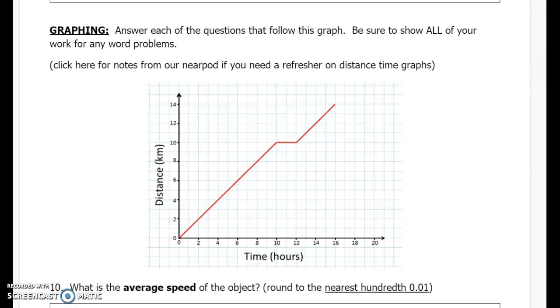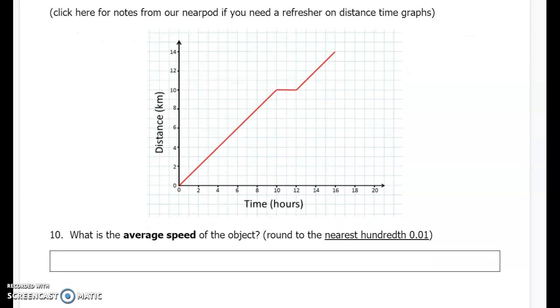Our next section involves graphing. You need to show your work again for any word problems. There are notes and a video to go along with them that have to do with the Nearpod that we watched on distance time graphs. Feel free to look at these notes and watch the video if you need a refresher on how to answer these questions.